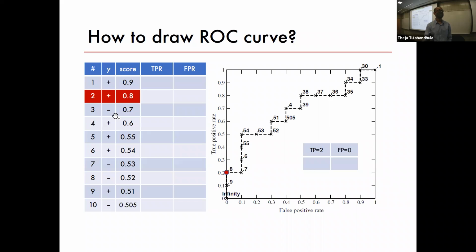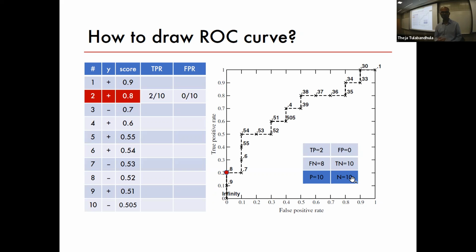Any confusion here? Given that true positive is 2, false positive is 0, and I already told you the number of positives is 10 and the number of negatives is 10, you can easily compute the true positive rate and false positive rate. Because the total number of positives is 10, if true positive is 2, then false negative is 8. Similarly, if total negative is 10, then true negative has to be 10. So given this, you can easily compute the rates: 2 divided by 10 and 0 divided by 10.